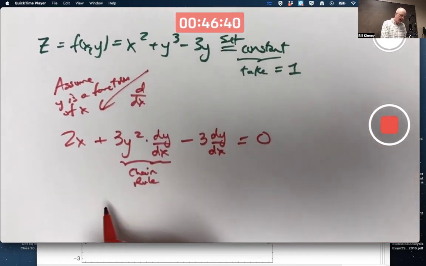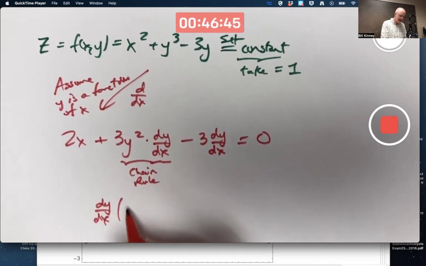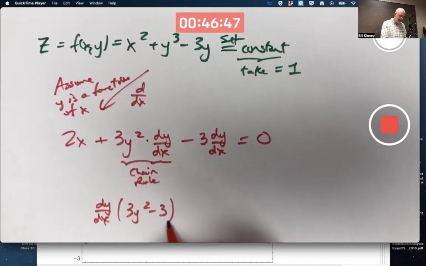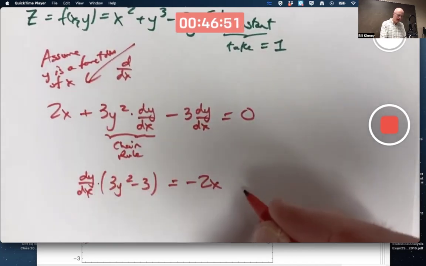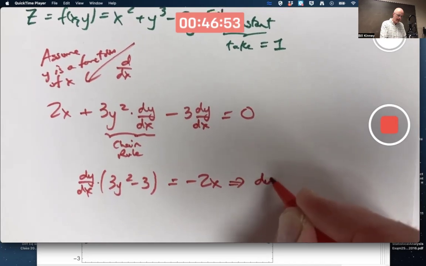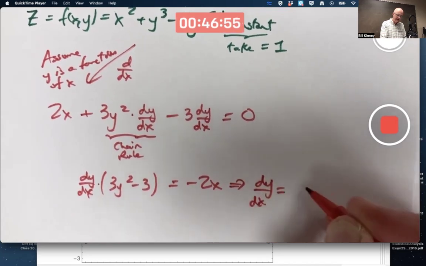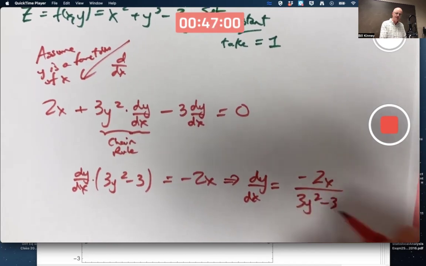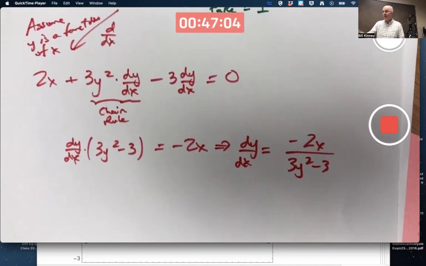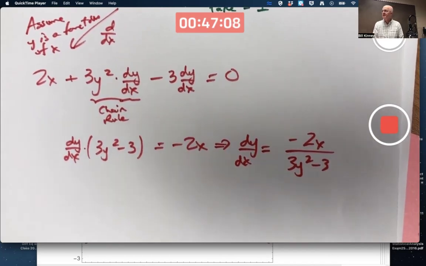And then you solve this equation for dy/dx. And what you got, after some multiplication, is dy/dx in this example is negative 2x over 3y squared minus 3. And then if you wanted the slope at a particular point, you plugged in the coordinates, x and y.